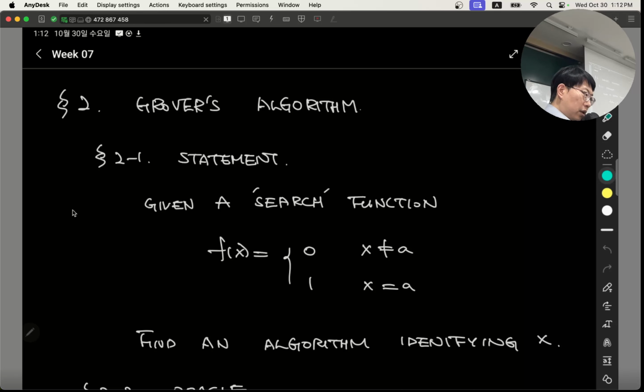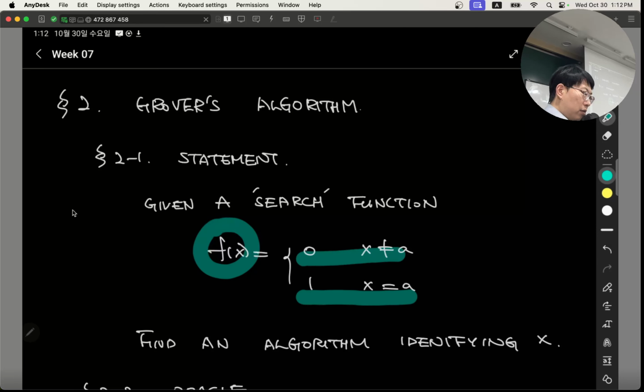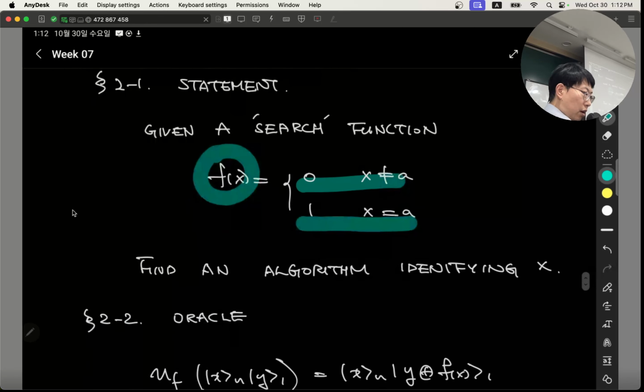It's the function that gives you the truth table. So if you found that character, then you get 1. If it's not found, you get 0. So it's a 0-1 function. Suppose that this function is given, I want to have a faster way to find my A. This A is what I want to find.